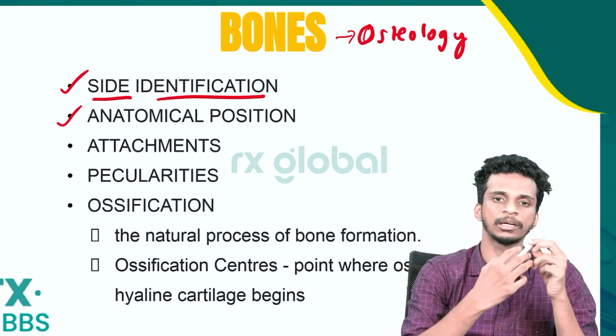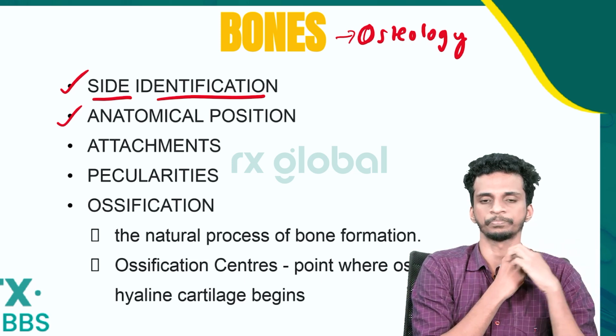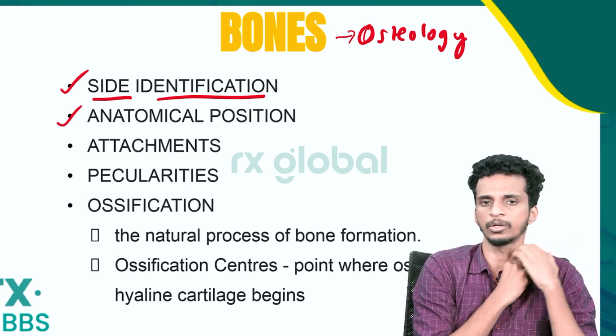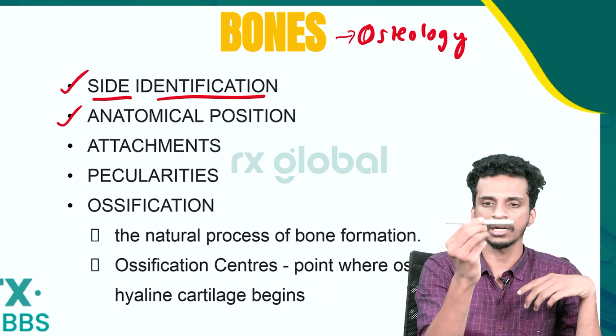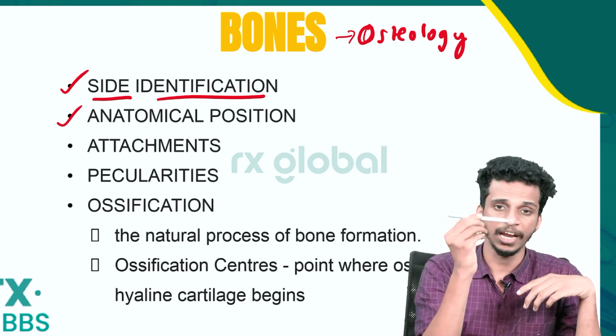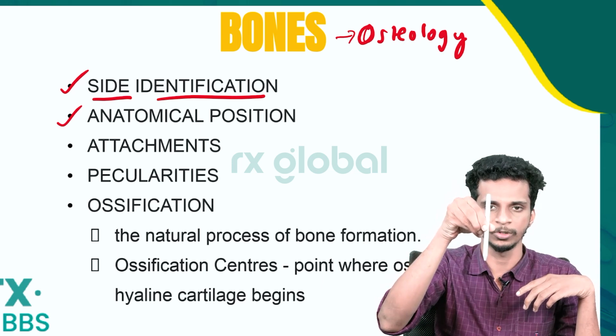So I can show that the clavicle is a bone that lies like this, right? Clavicle is the collar bone. It extends from the root of the neck towards the shoulder. So I should show the examiner how this clavicle lies in my body. That's called the anatomical position. You cannot hold the clavicle like this because it's not the anatomical position.